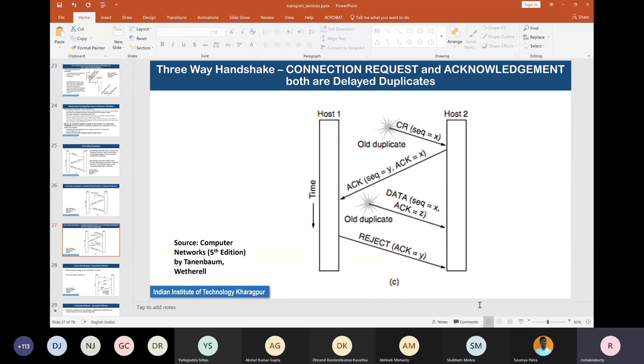There should be some sort of randomness in the starting values to enable this. The same numbers should not be there in the segments for repeated connections. This is the moral of the story: don't repeat values. Okay.